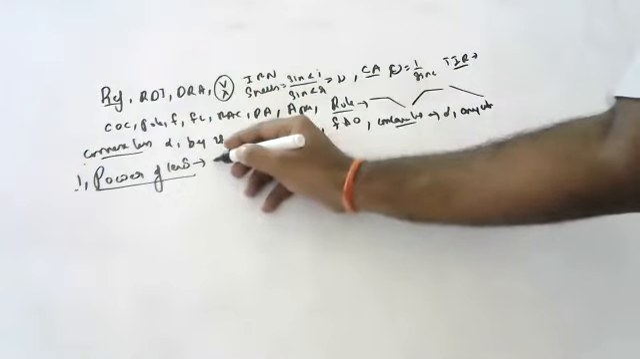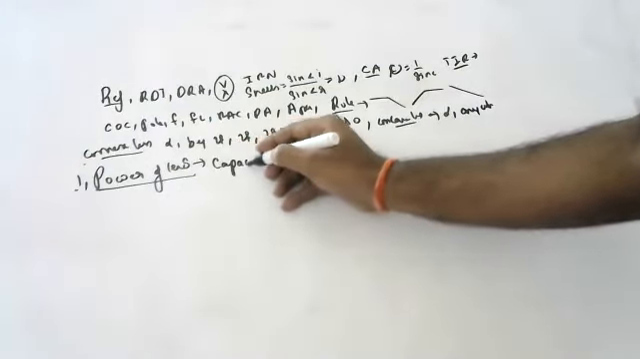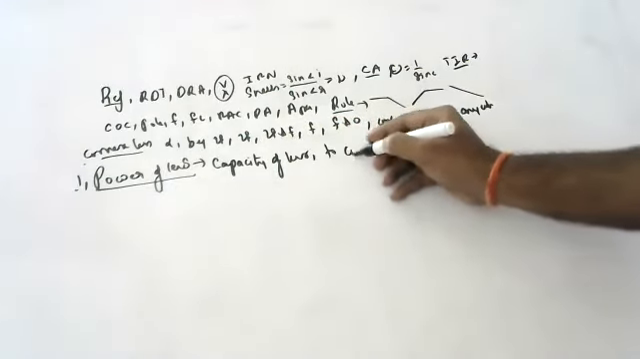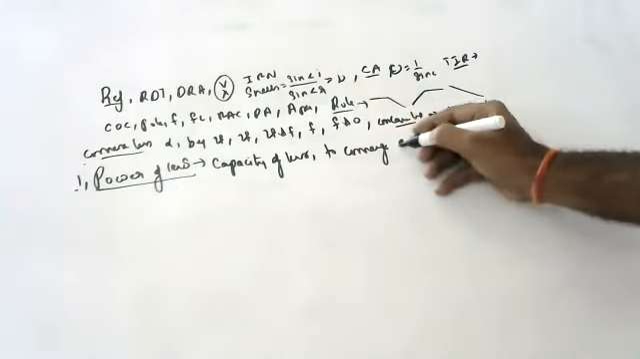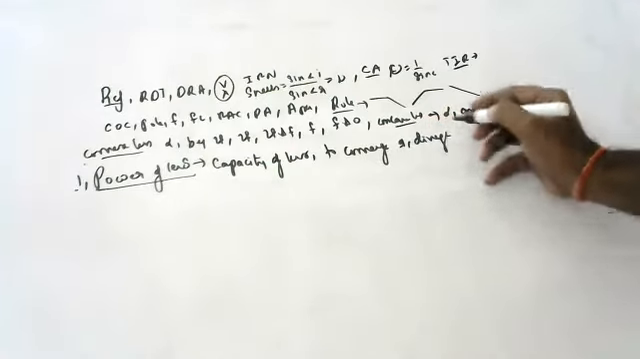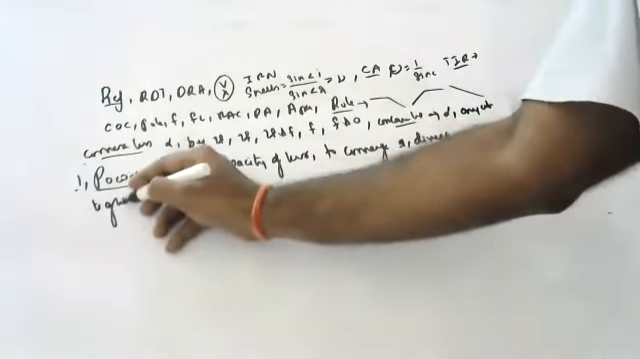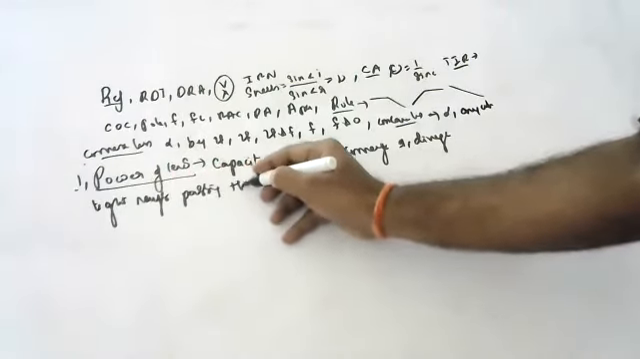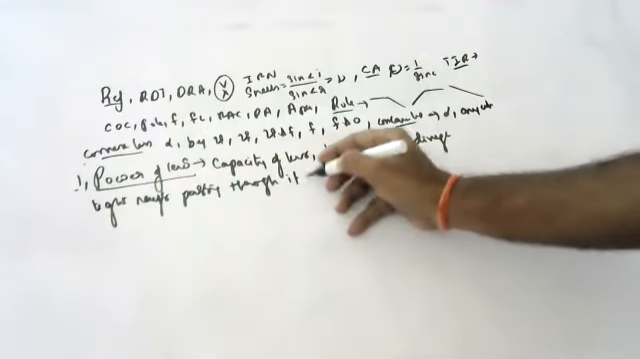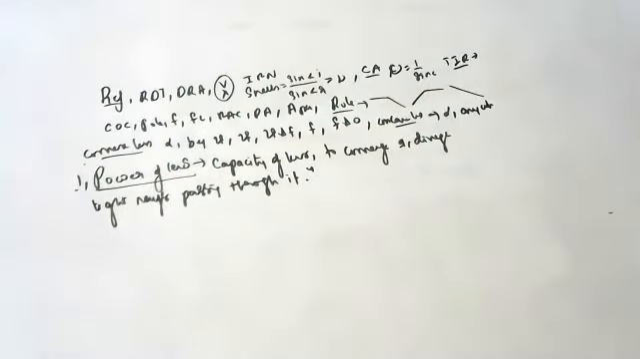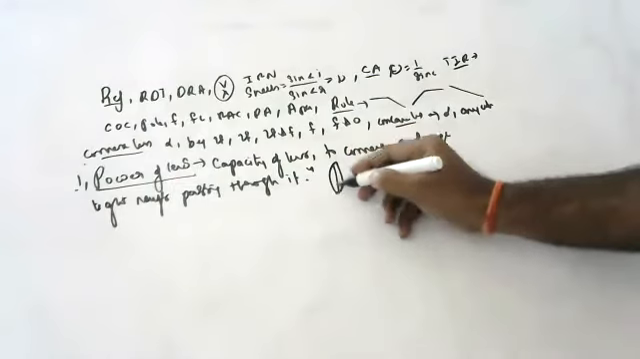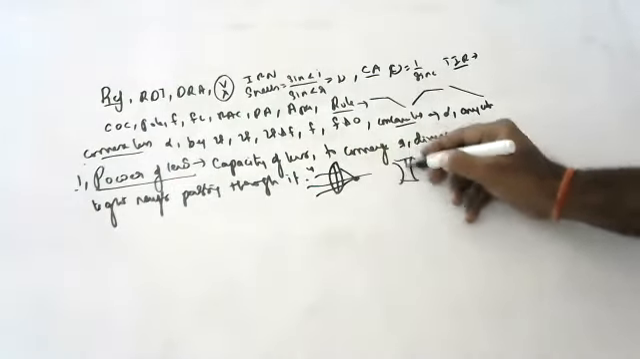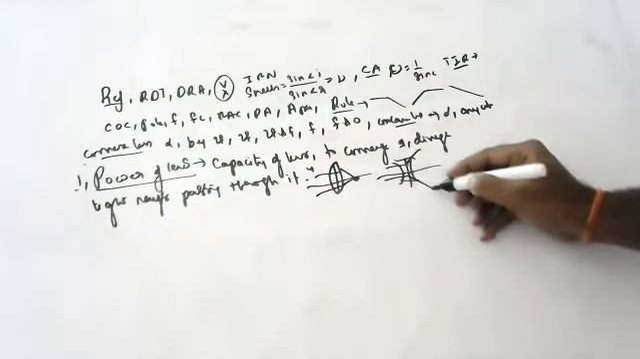Power of lens is the capacity of lens to converge or diverge light rays passing through it. Okay, children, what is power of lens? It is the capacity of lens to converge or diverge.